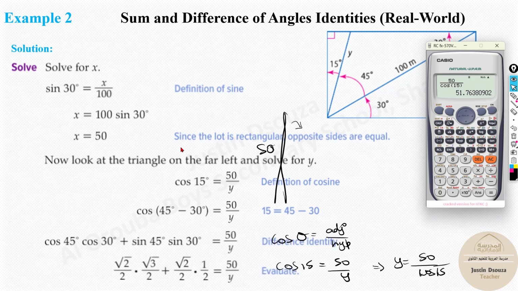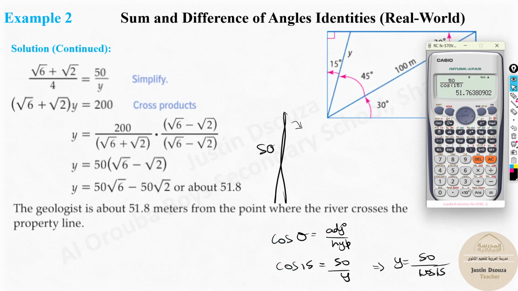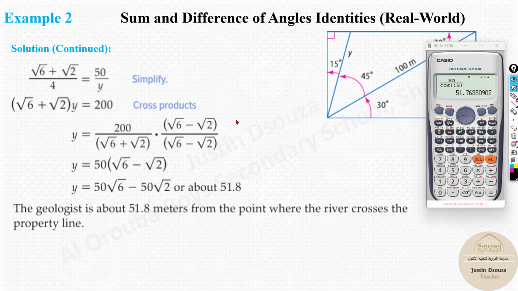Let's quickly see the answer. We got the same answer, x as 50. Now we are to solve for 15, we use the calculator, yes, but they have used the long method, that is the sum or difference angle identities. Ultimately, it's the same answer. It's to the nearest tenth of a meter, so it's 51.8 meters from the point where the river crosses the property line. See, from where the geologist was standing over here till over here, it is 51.8 meters. That's how we solve this real world problem.